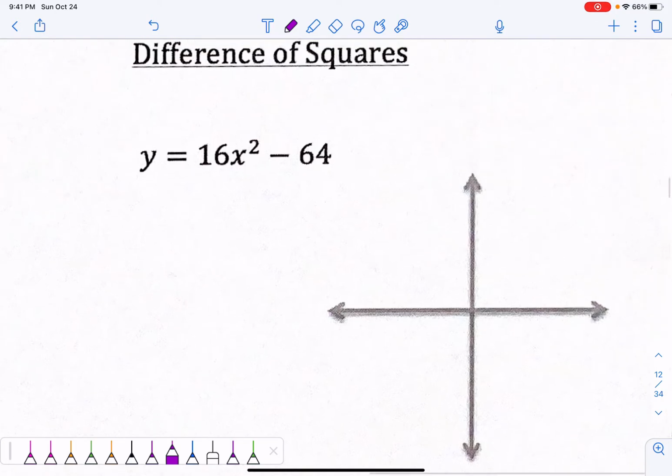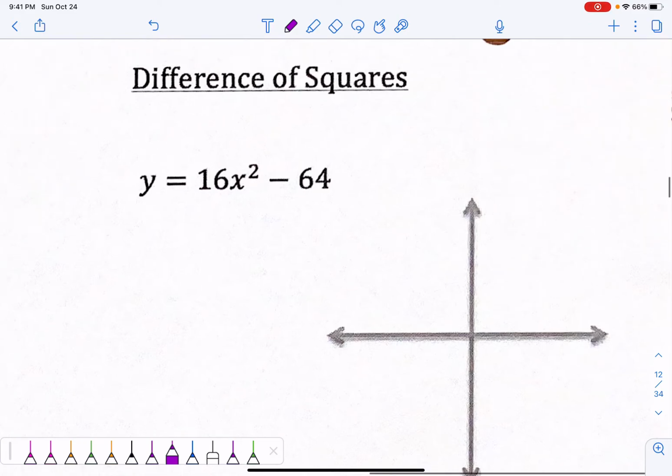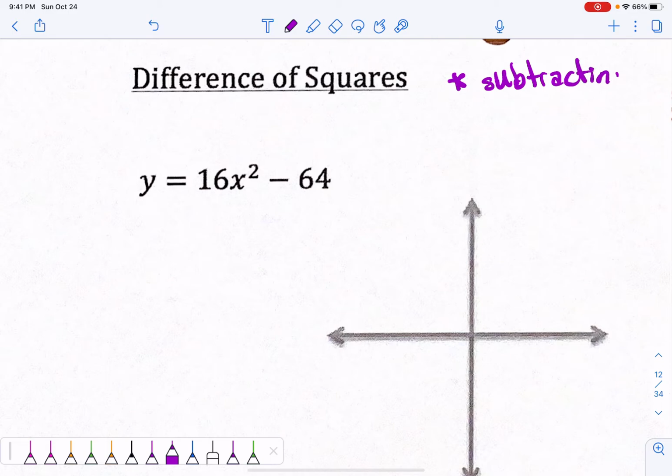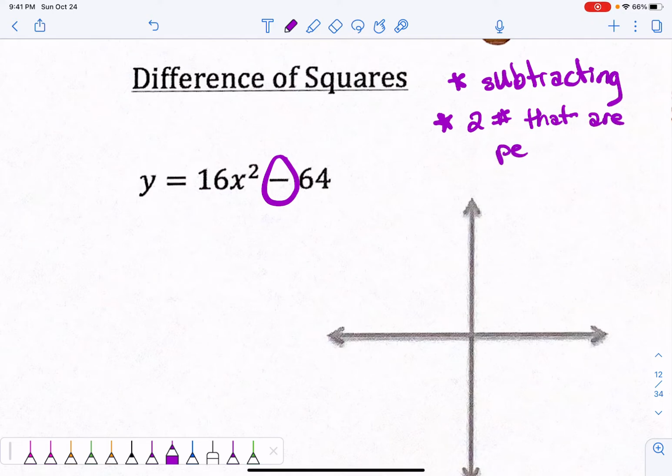So a difference of squares. This is my favorite of the 4 methods, and for the difference of squares, there are 2 things that need to take place. First of all, you need to have a difference, so you're subtracting. Okay, so like here I'm subtracting between 2 things, and the second thing that needs to happen is that you have to have 2 numbers that are perfect squares. Perfect squares, okay? Like here, the numbers that I have are 16 and then 64, okay?